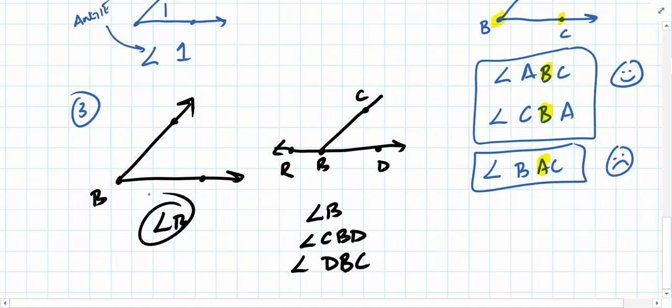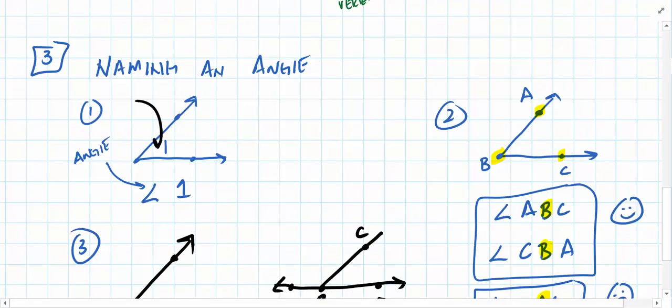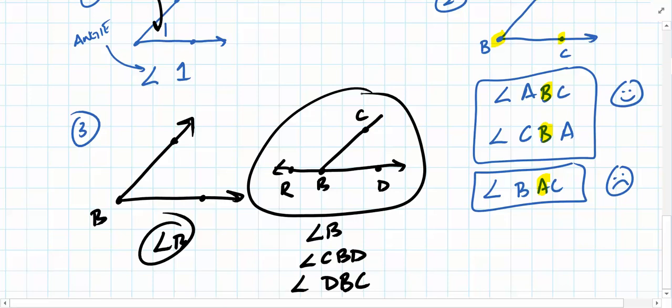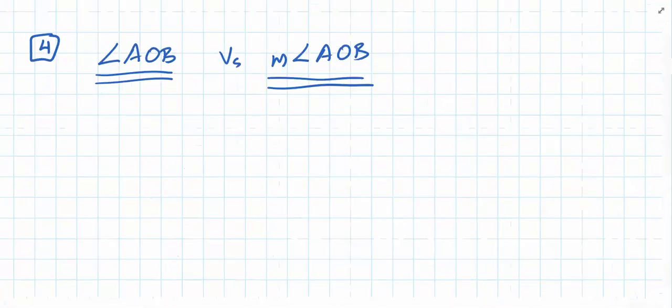So if there's just one angle, like here, it's okay to call it angle 1. But as soon as we get into a more complicated diagram like this, we no longer can do it that way. So the most preferred way is this one over here, by putting the vertex in the middle. So take a look at this one. One says angle AOB, and one says measure of angle AOB.